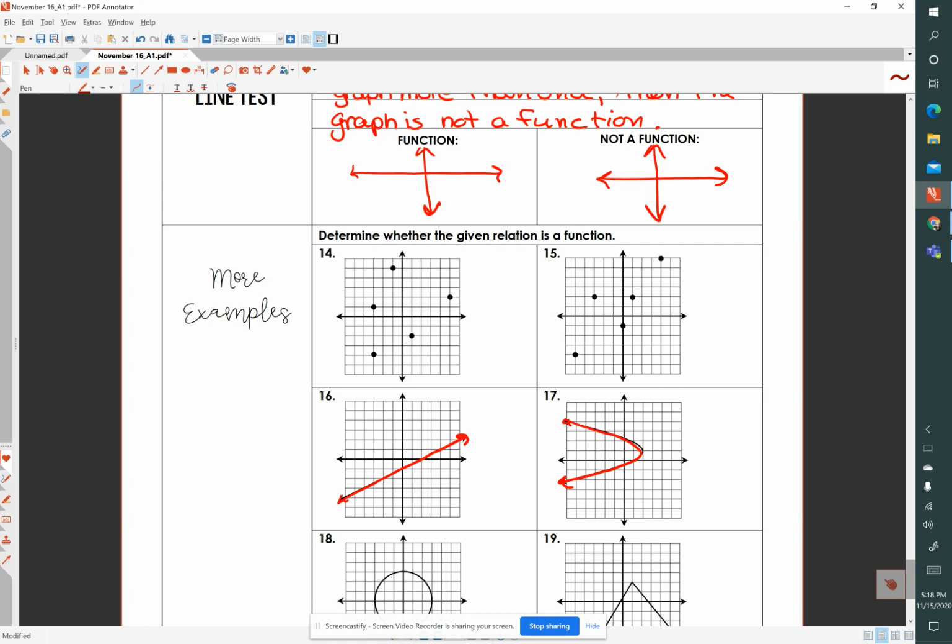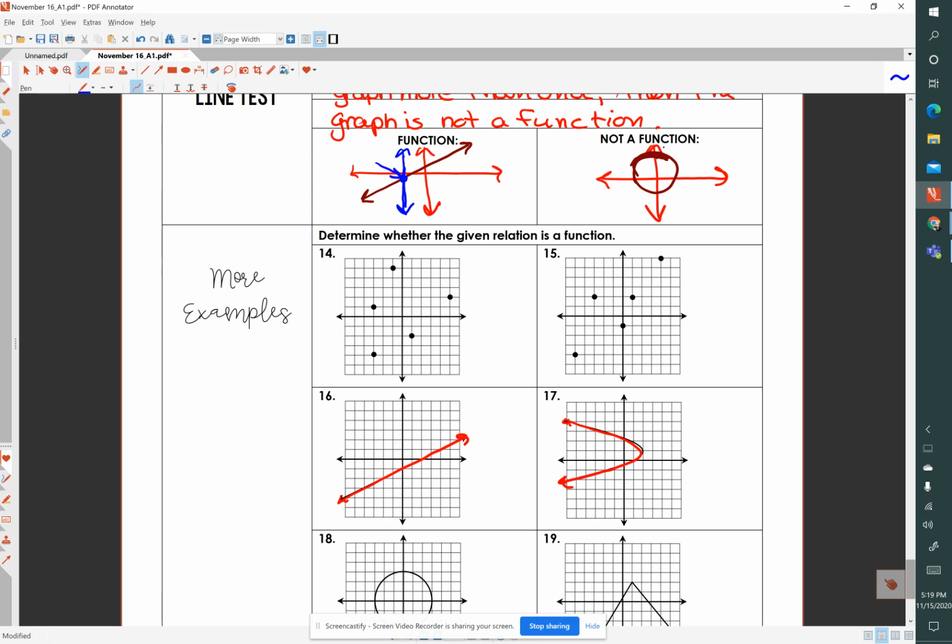So my first graph will look like this. Okay, and my second graph will look like this. Sorry, it's not neater. So let's get a new color and let's draw a vertical line through this. If we draw a vertical line through this function, it only crosses the function once at that point right there. So that is a function.